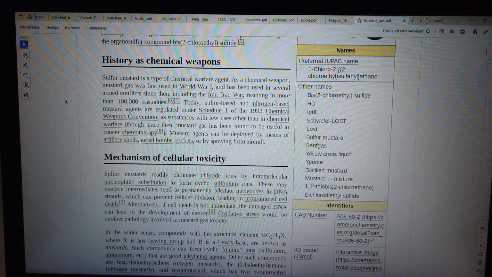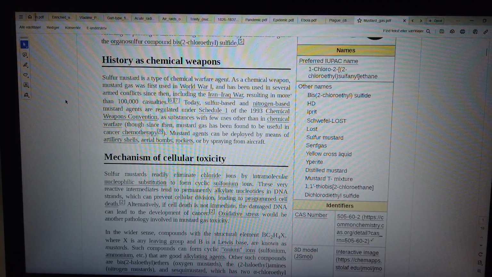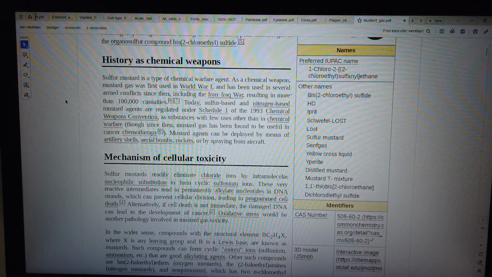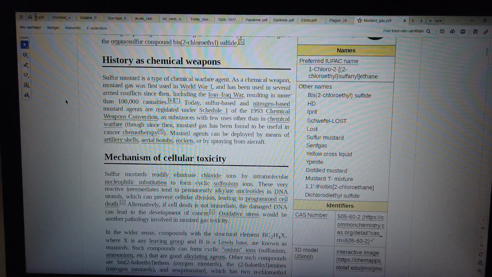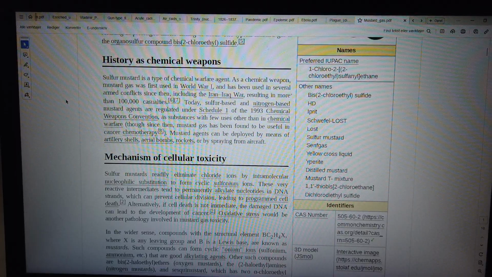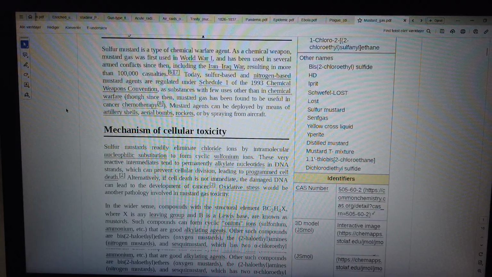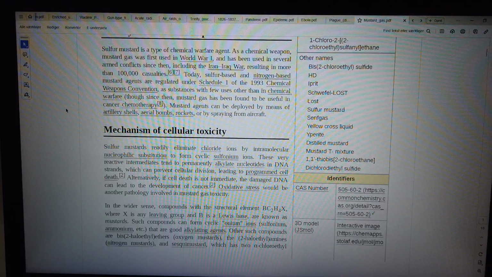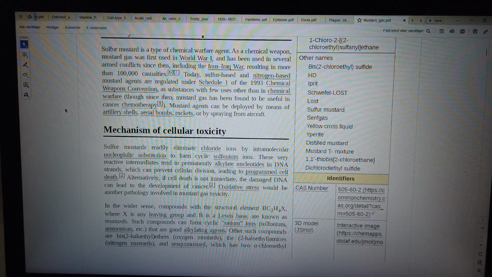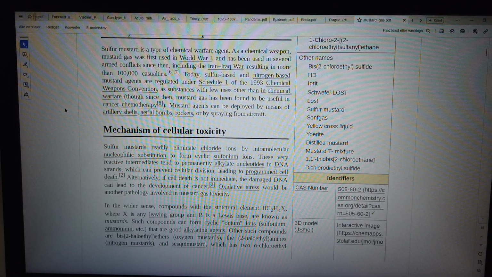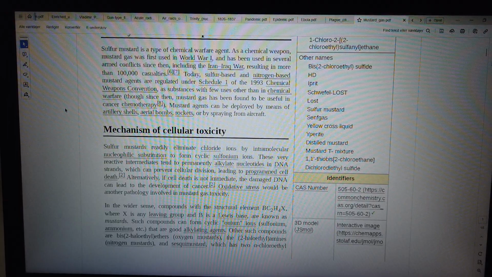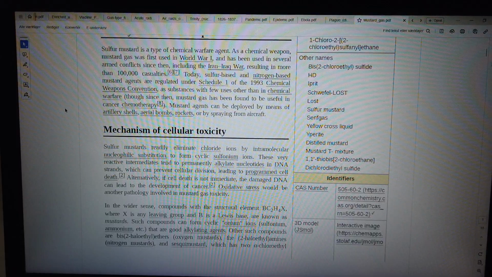As a chemical weapon, mustard gas was first used in World War I, and has been used in several armed conflicts since then, including the Iran-Iraq War, resulting in more than 100,000 casualties. Today, sulfur-based and nitrogen-based mustard agents are regulated under Schedule 1 of the 1993 Chemical Weapons Convention, as substances with few uses other than in chemical warfare, though since then, mustard gas has been found to be useful in cancer chemotherapy. Mustard agents can be deployed by means of artillery shells, aerial bombs, rockets, or by spraying from aircraft.